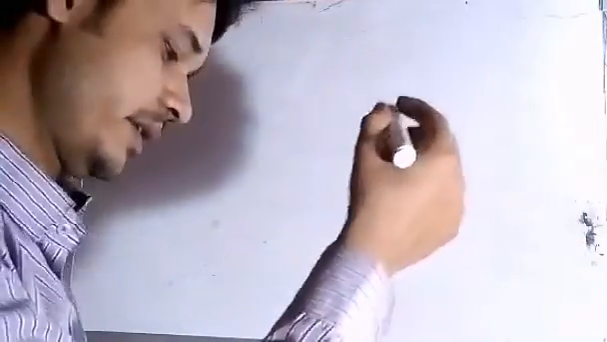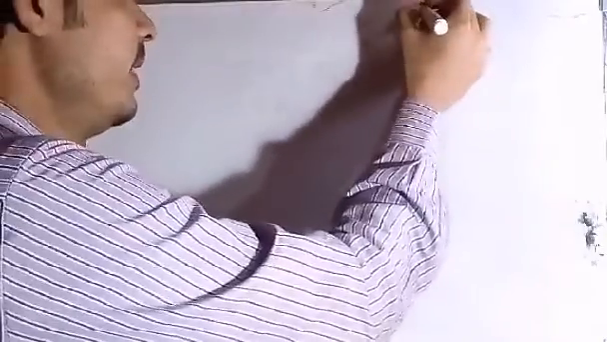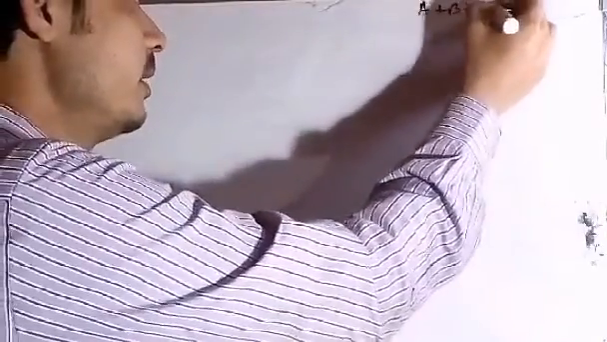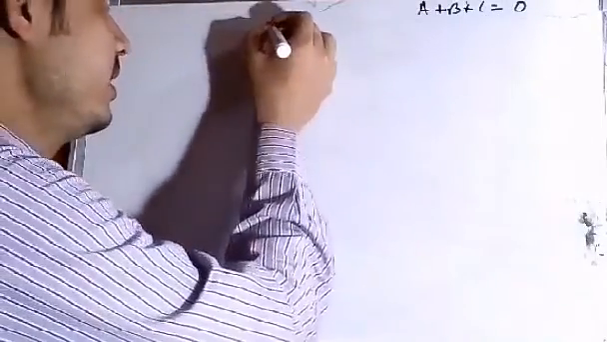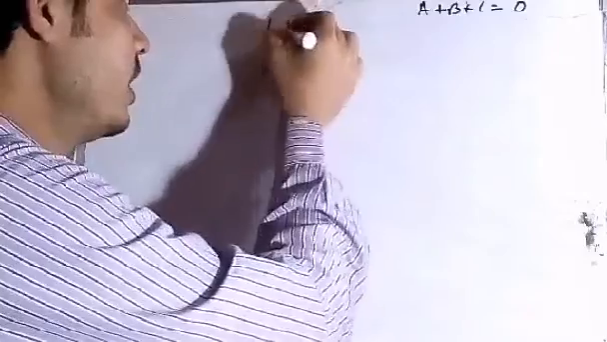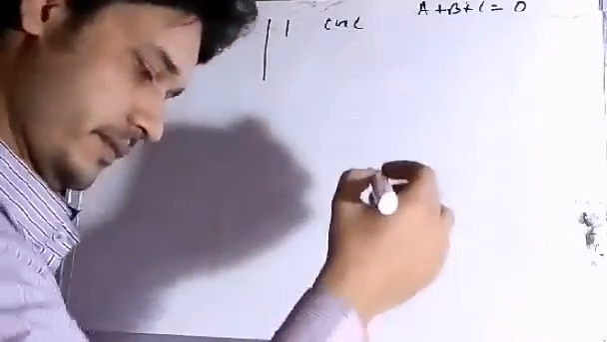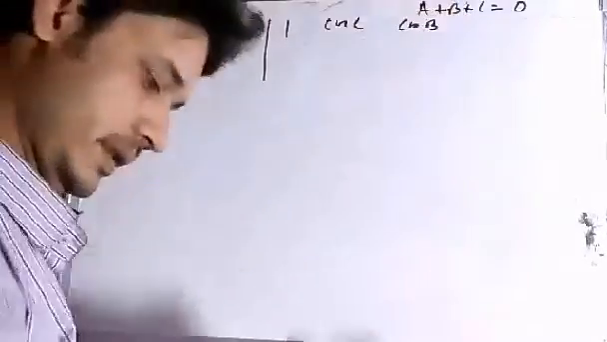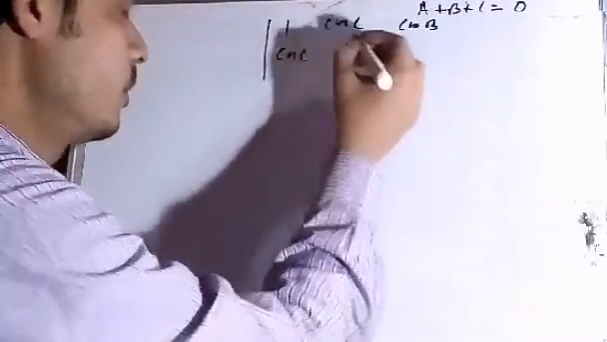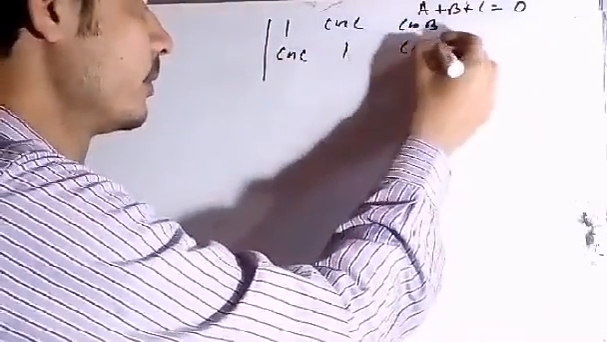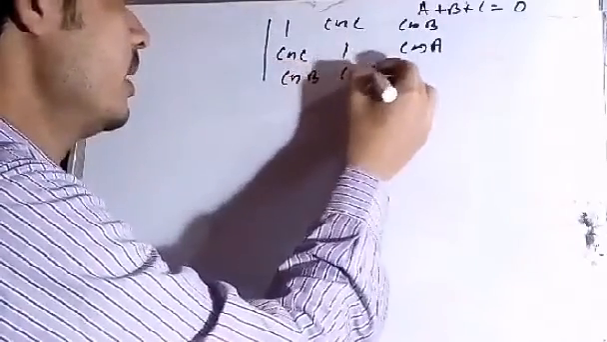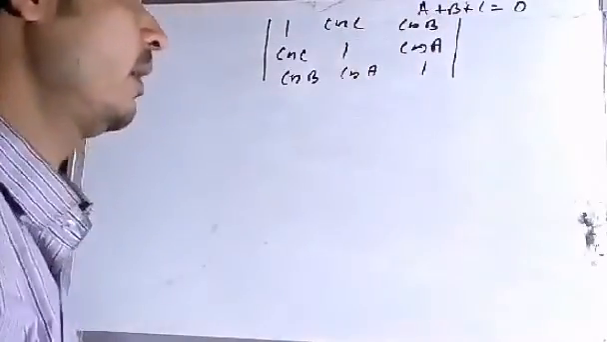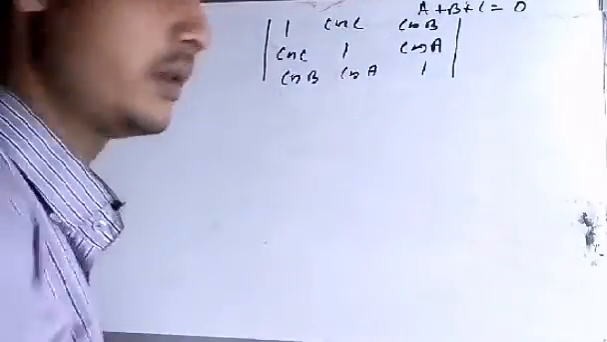First sum is: given that a plus b plus c equals 0, find the value of the determinant 1, cos c, cos b; cos c, 1, cos a; cos b, cos a, 1. Now we have to expand this determinant and get the value of it, given that a plus b plus c equals 0.